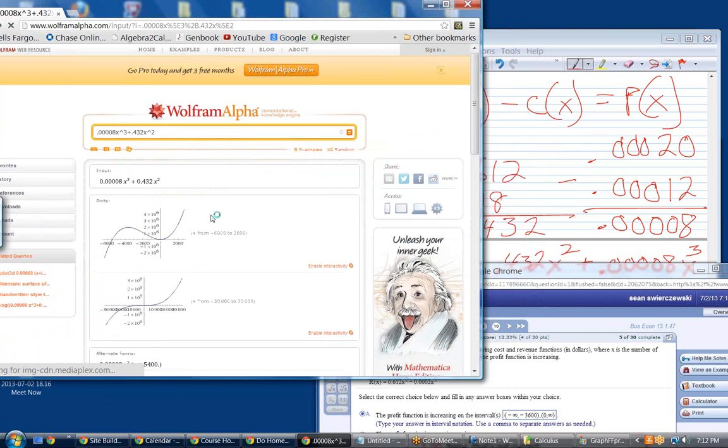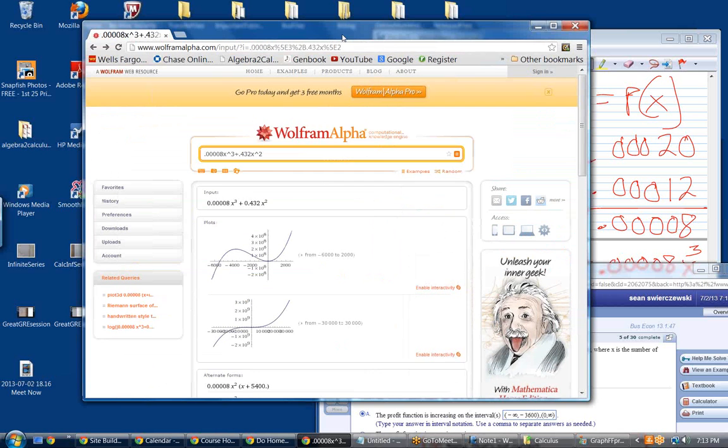Here's the profit function. This is revenue minus cost. Precisely. And it's increasing from negative infinity to 3,600, and again from 0 to positive infinity. And it's decreasing from negative 3,600 to 0. And that's what we put.